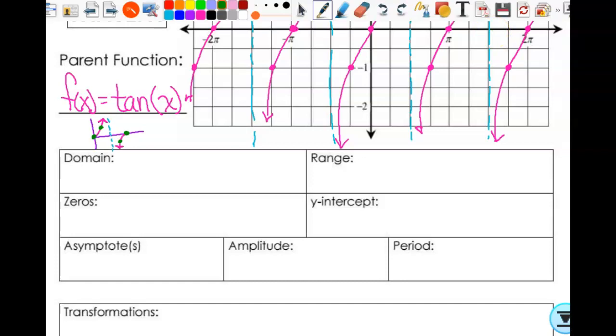The asymptotes happen every how often? Every pi units, right? And they start at pi halves. So my domain is going to look something like this. It's the set of all x's such that x cannot equal n times pi, because they happen every pi, but I start at pi halves, so plus pi halves, where n is an element of the integers.